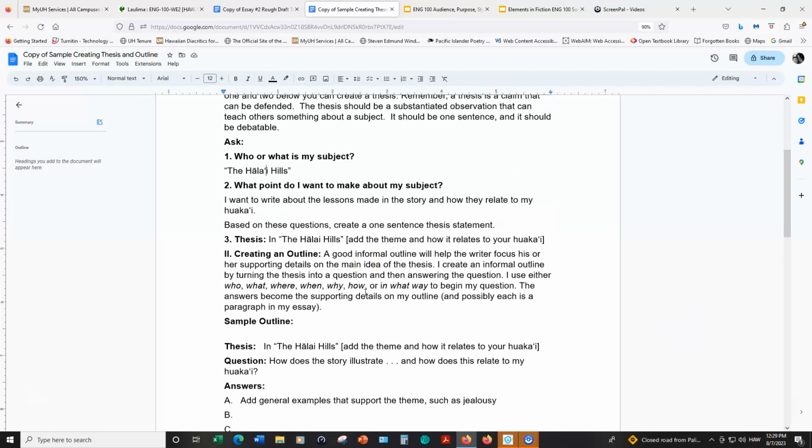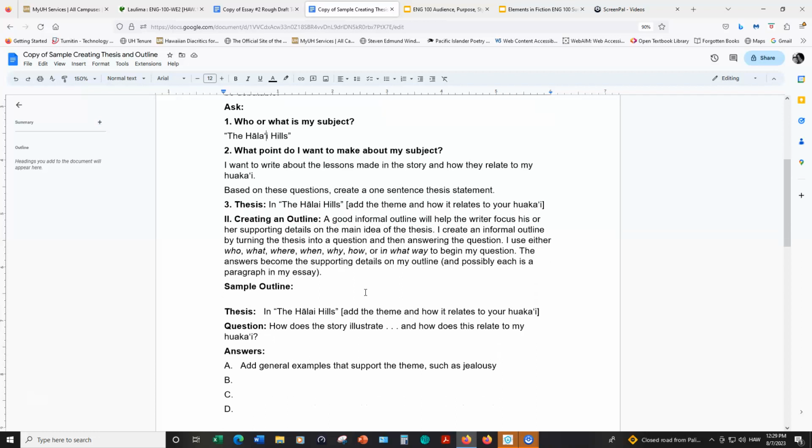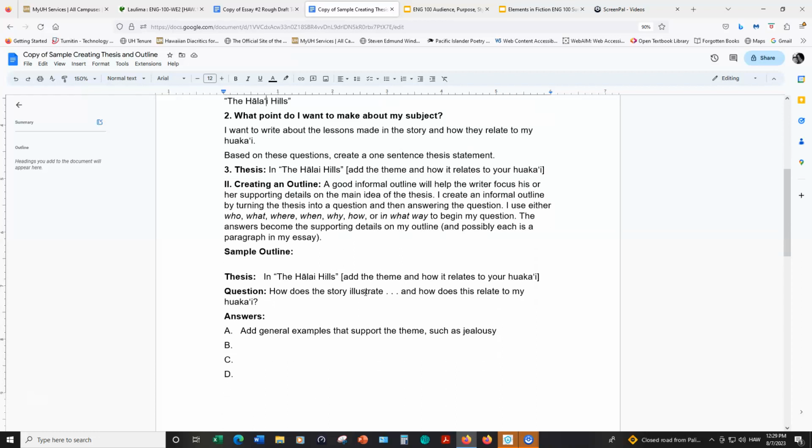So for number 2, back to this assignment, what point do I want to make about my subject? I just put something general like I want to write about the lessons made in the story and how they relate to my huakaʻi. Those lessons are going to be the theme of the story, or they're going to help you understand the theme of the story. So I didn't want to write a thesis here just because this is your assignment, so I want to kind of leave this open for you to come up with your own ideas.